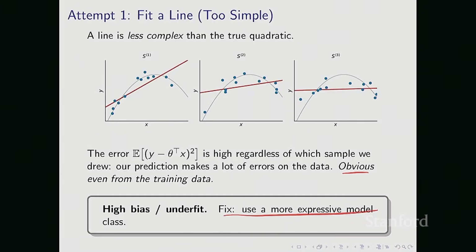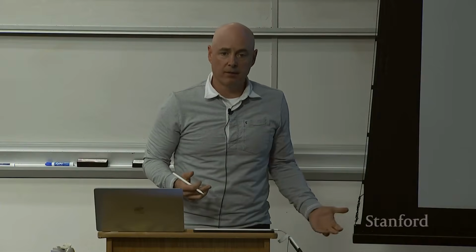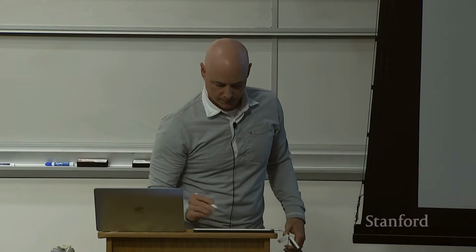Now the fix here, hopefully, is clear. This is what we call a high bias situation. We're going to do the math in a second, but we're underfitting the model. Our model is just not expressive enough to capture the phenomenon we're after. We're after a quadratic thing, but we only have a linear model to go after it. Okay? So the fix is, well, let's add some degrees of freedom. Let's make our model more expressive.